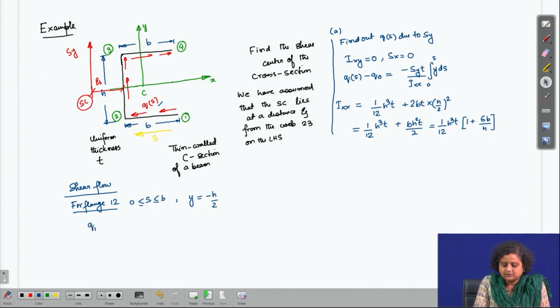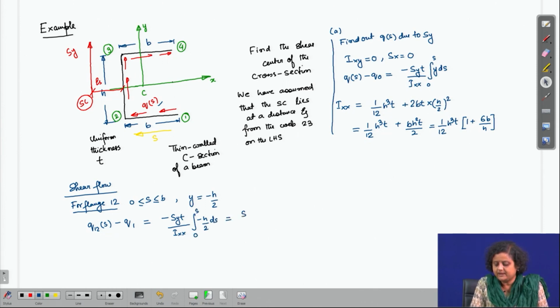Therefore, Q12S minus Q0, which is basically Q1, is going to be minus SyT by Ixx into minus h by 2 ds from 0 to s. So, that is going to be SyhT by 2Ixx into s if I evaluate this integral. Now, what is Q1? Q1 is going to be 0 because it is the outermost point on the beam surface.